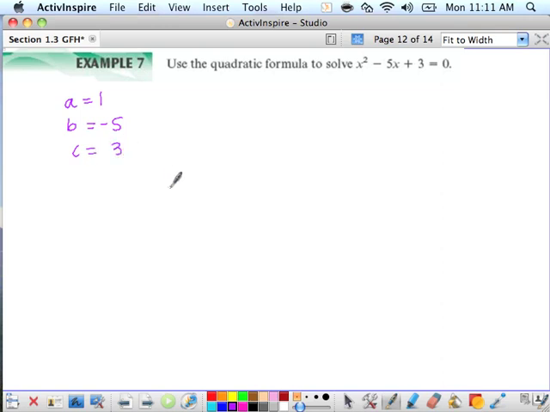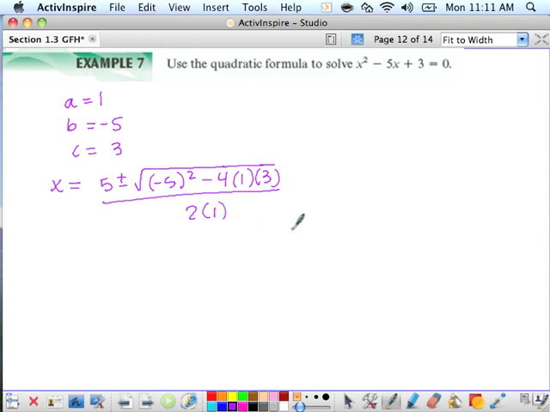So we're just going to plug into the formula. X equals opposite b plus or minus square root of b squared. Now be really careful. When you square a negative, what do you get? A positive 25. So if you write down negative 5 squared, make sure you put the negative 5 in parentheses. Minus 4ac. All over 2 times a.